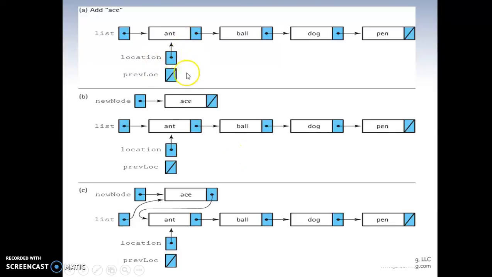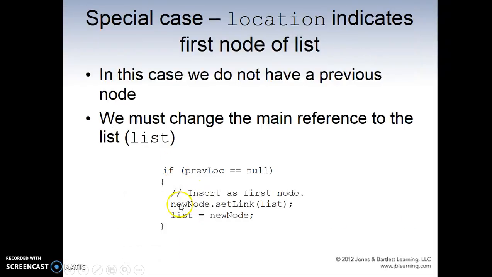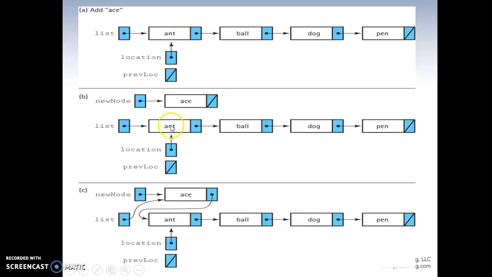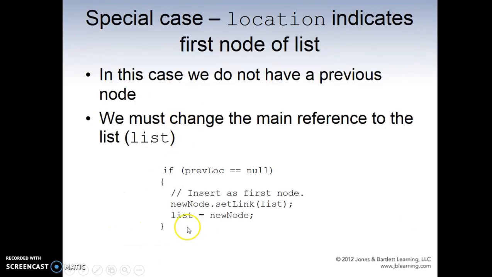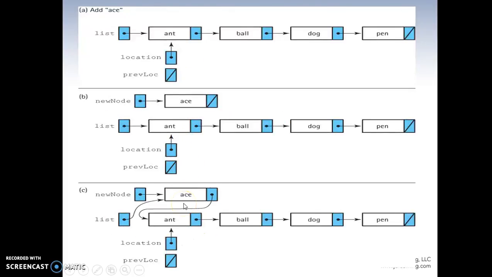So this is an example, right? Another example is actually inserting at the beginning. I showed you when it's null, but this is when it's actually inserting at the beginning. Like S should be before ant, and previous location is null, right? So that's why we have to go back. New node dot setLink to list, so it points to list, and move your list to the new node, right? List equals new node. So that's the scenarios.